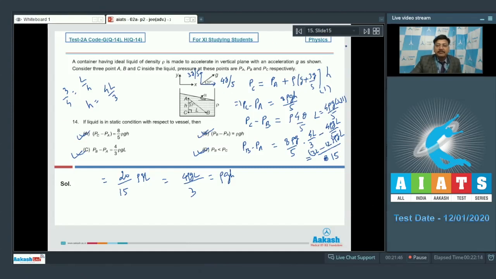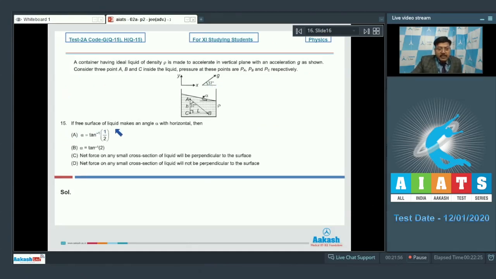Let's go to the next question now. Question 15 says, if the free surface of the liquid makes an angle alpha with the horizontal, then alpha is tan inverse 1 by 2, alpha is tan inverse 2. Net force on any small cross section of liquid will be perpendicular to the surface, and net force on any small cross section of liquid will not be perpendicular to the surface. Well, we know from the property of fluids that option C would be correct: net force on any particle of liquid will be perpendicular to the surface of the liquid.